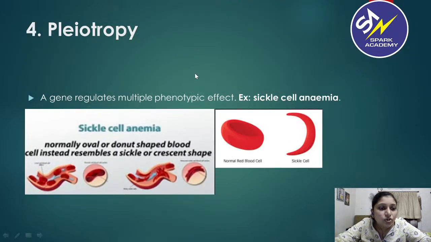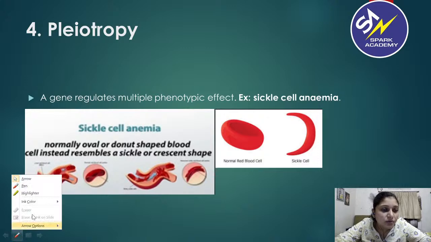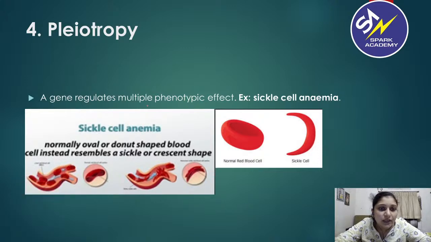Next is pleiotropy, that means a gene regulates multiple phenotypic effects. Only one gene regulates multiple phenotypic effects. Normal red blood cell is having this type of disc shape, which we call donut shape, or normal disc shape. But in case of sickle cell anemia, this gene changes because of the mutation. Because of this genetic disorder, it changes its shape to sickle cell.